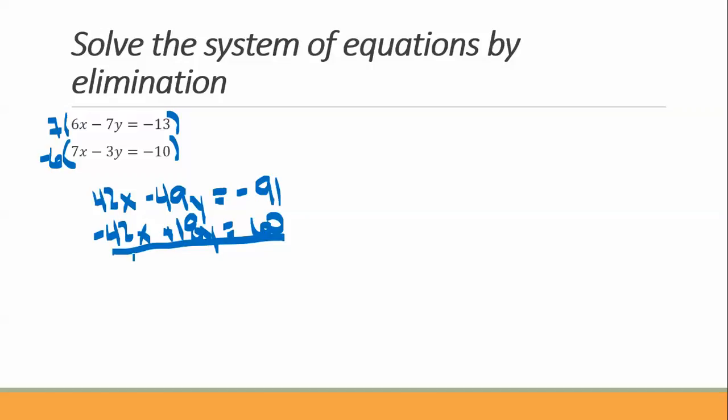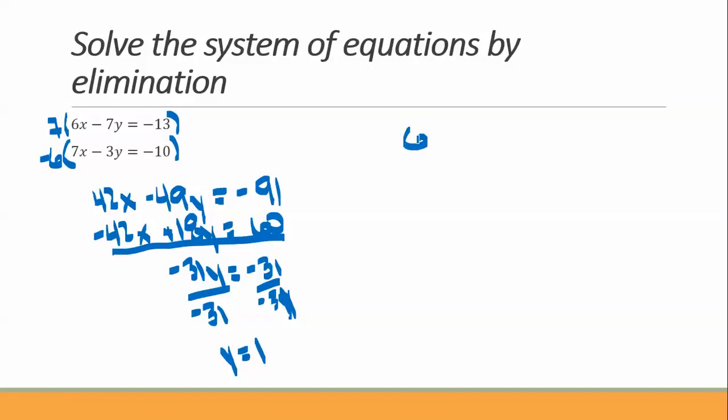42x minus 42x is 0. Negative 49y plus 18y is negative 31y equals negative 91 plus 60, which is negative 31. So then we divide both sides by negative 31 and we get y equals 1. That's 31, not 3y. To find x, then we have to use one of the two equations. So we'll go back to the first equation, and we have 6x minus 7 times 1 equals 13, and we're going to solve for x.